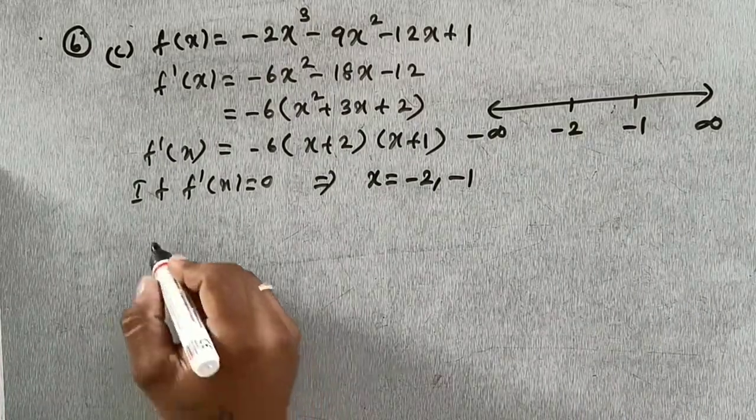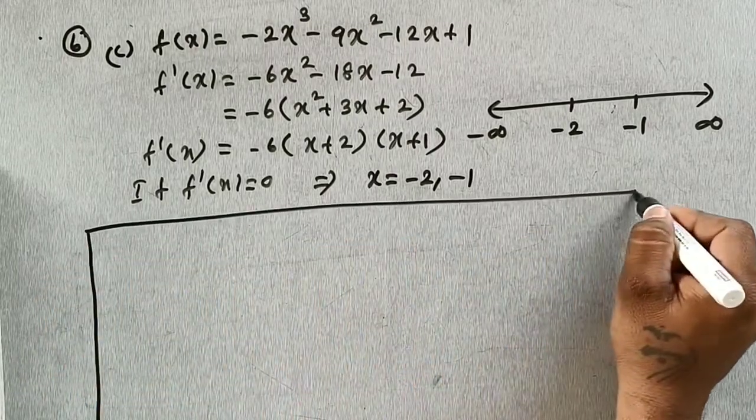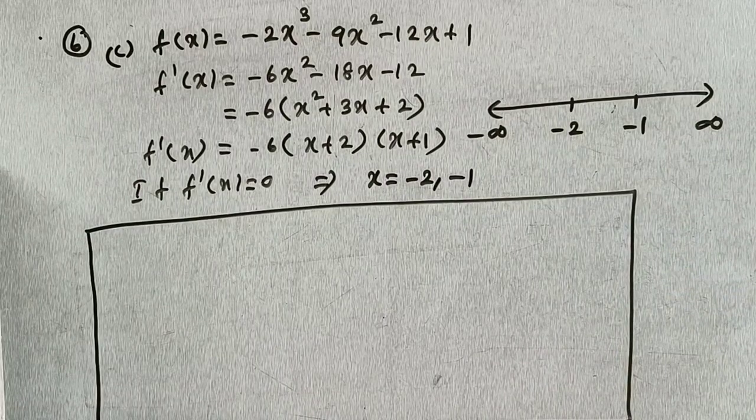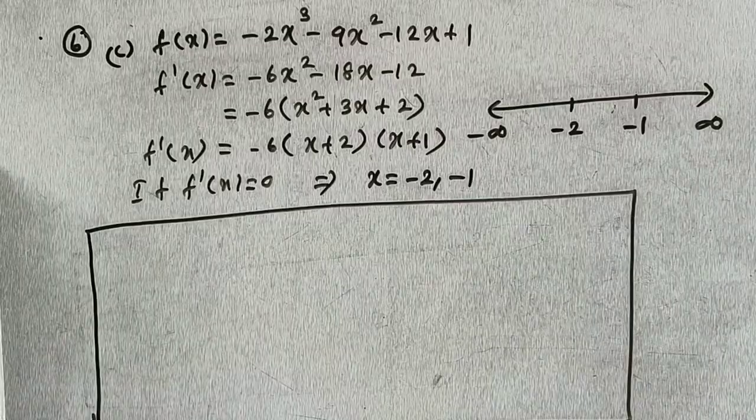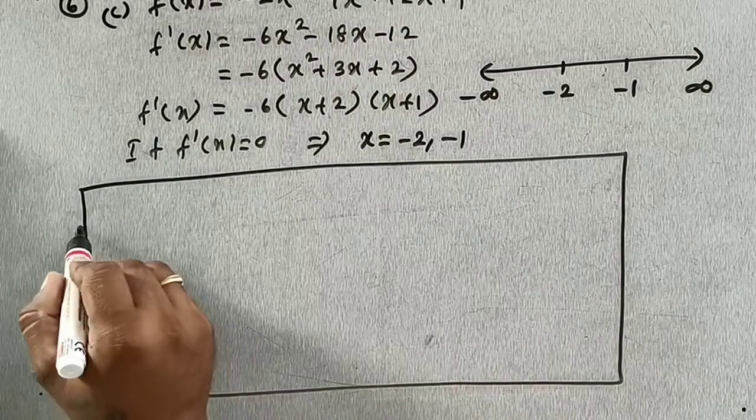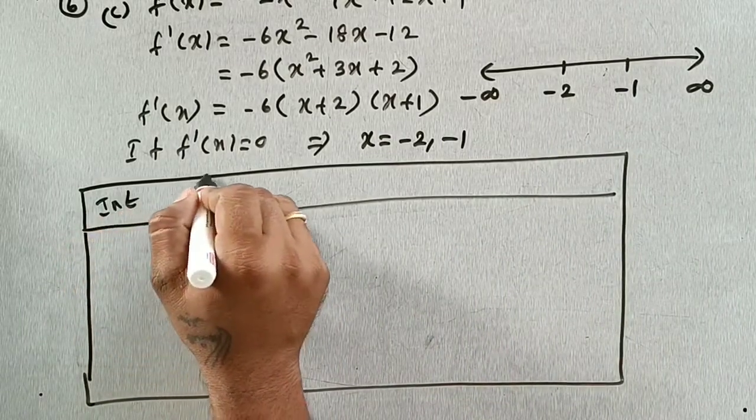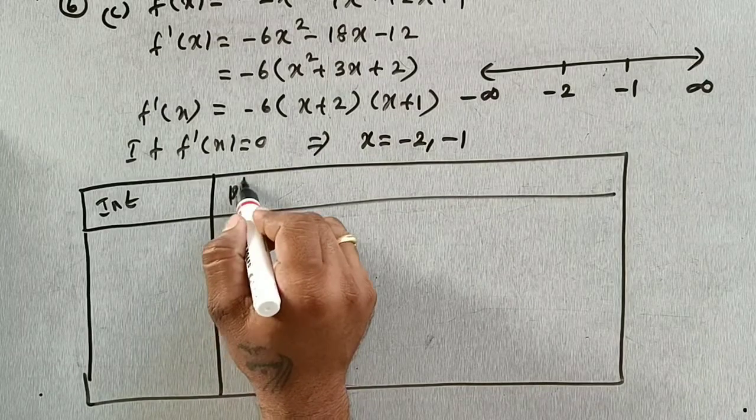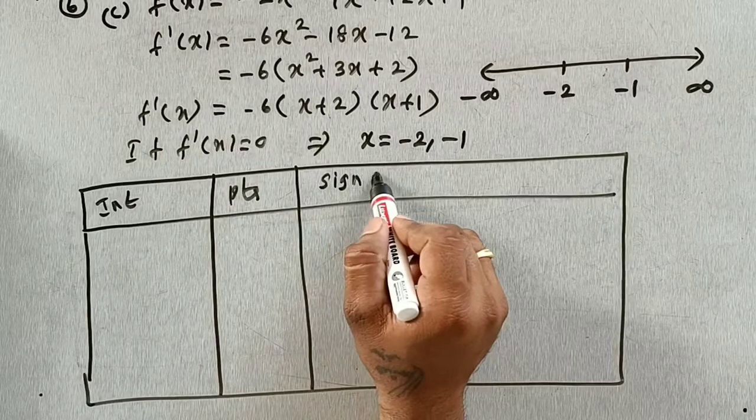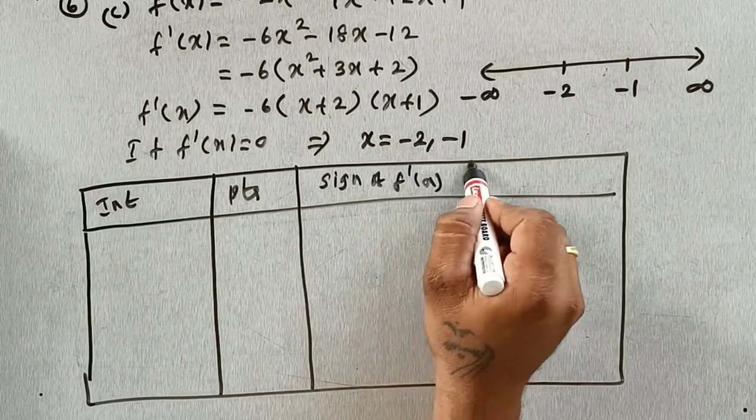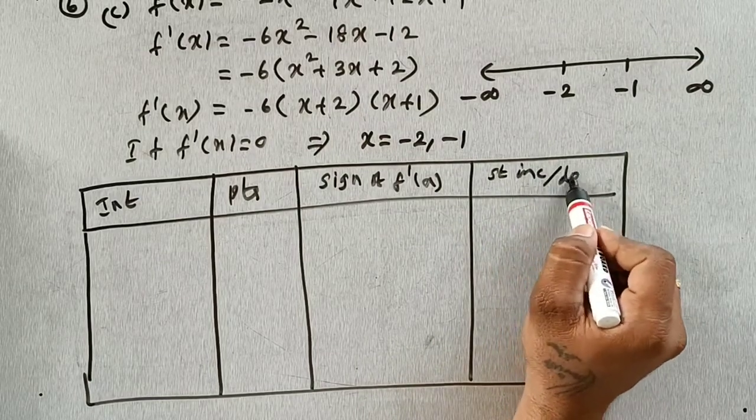Like that our number line will be split. Now we will find the increasing and decreasing in the intervals. The function is increasing and decreasing, we find by the table. Now take those interval points. So the first column will be intervals, the second column will be points, the third column, we know that already, sign of f dash of x, then finally it will be strictly increasing or decreasing.